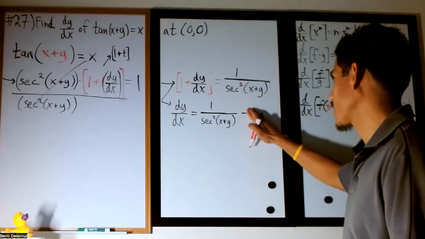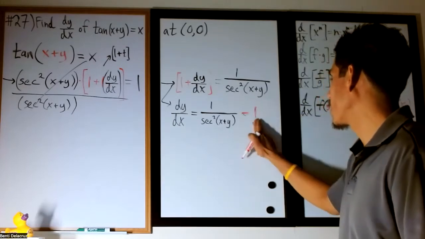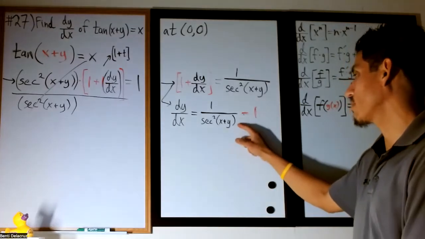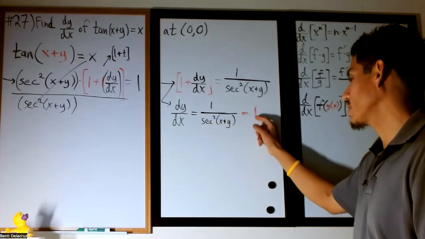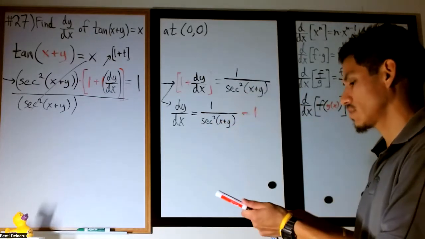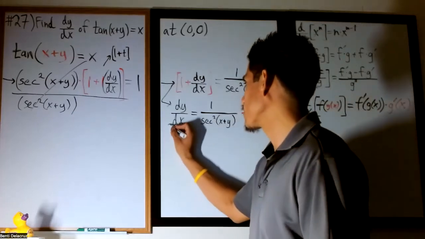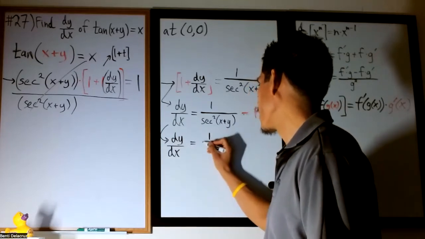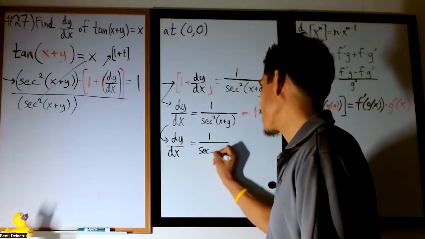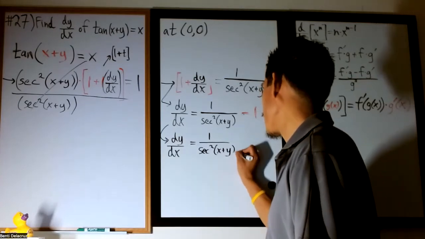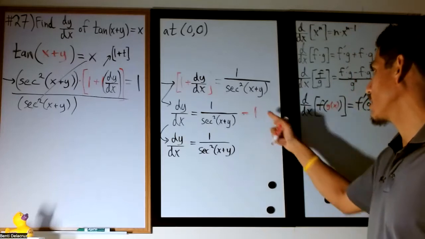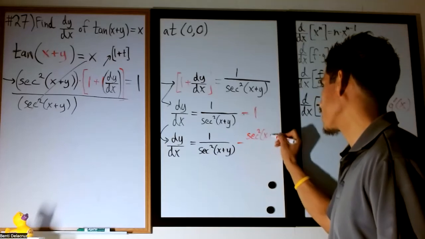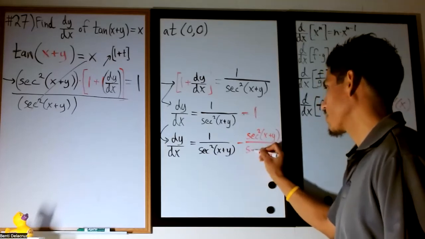Let me put that minus 1 in red, actually. And again, this is just more of an algebra problem. So we're going to write this 1 in terms of secant squared of x plus y, so we can combine like terms. So in other words, we just have dy over dx is equal to 1 over the secant squared of x plus y. And this 1 is just the same as secant squared of x plus y over the secant squared of x plus y.